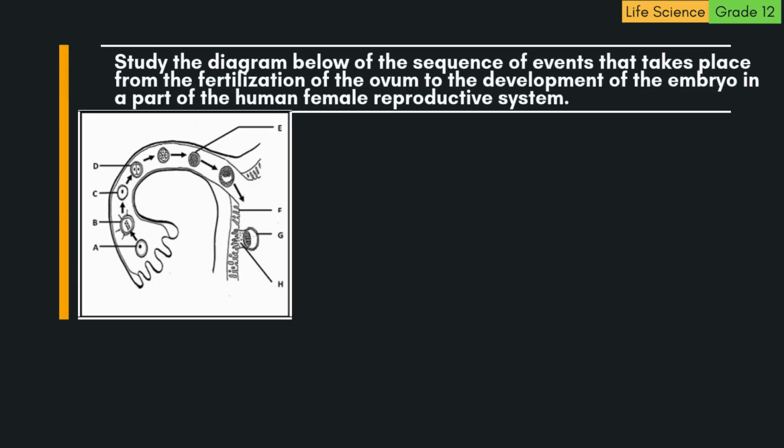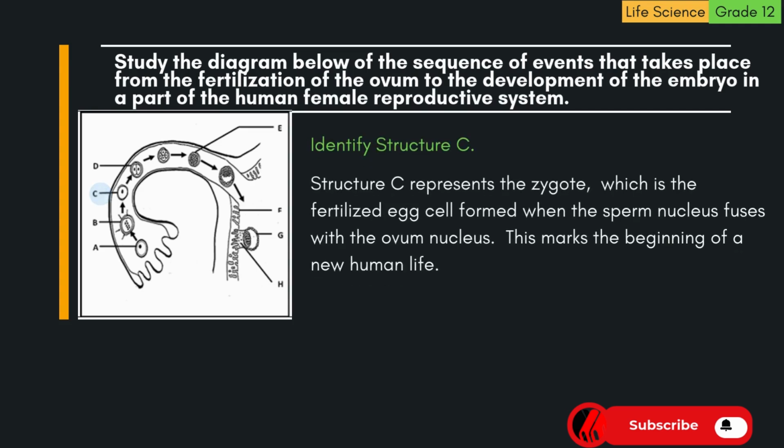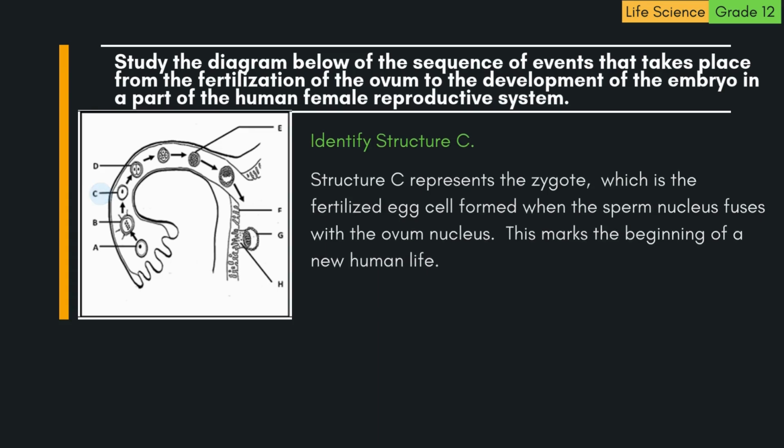Study the diagram below of the sequence of events that takes place from the fertilization of the ovum to the development of the embryo in a part of the human female reproductive system. The arrows indicate the direction of development of one ovum after fertilization. Question. Identify structure C. Structure C represents the zygote, which is the fertilized egg cell formed when the sperm nucleus fuses with the ovum nucleus. This marks the beginning of a new human life.